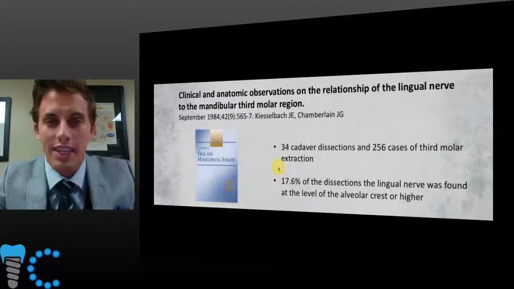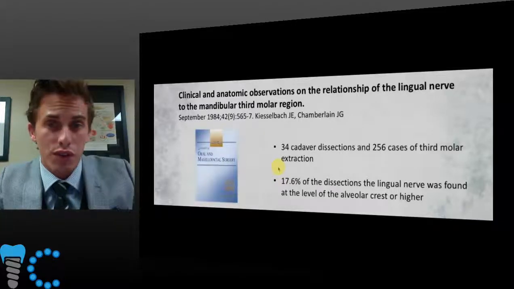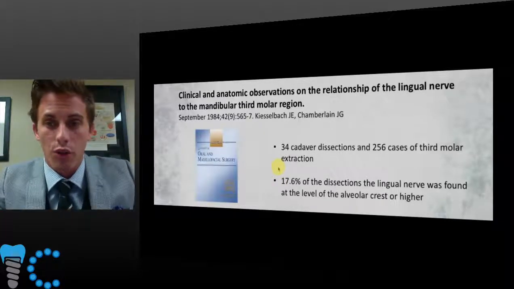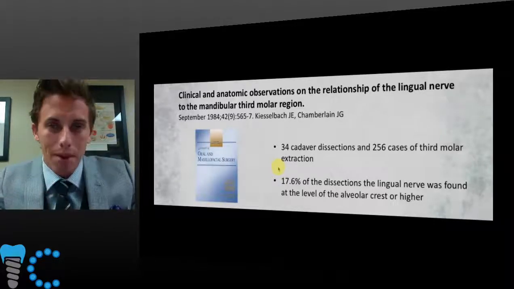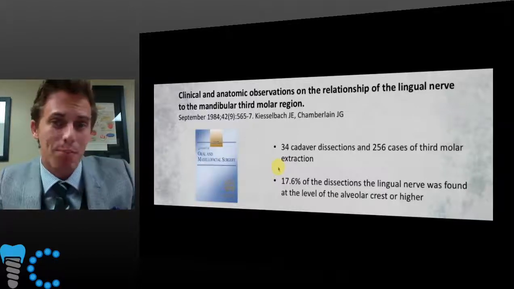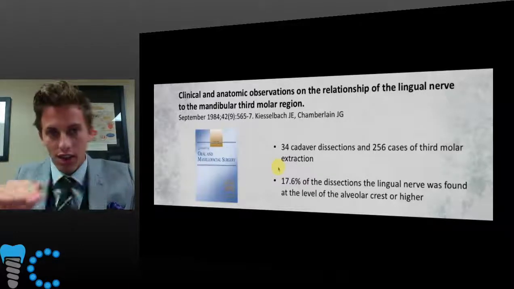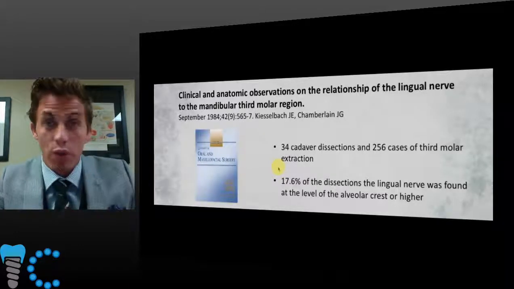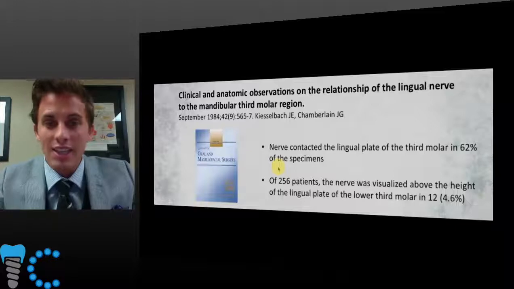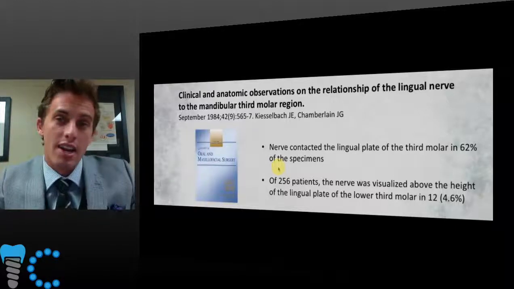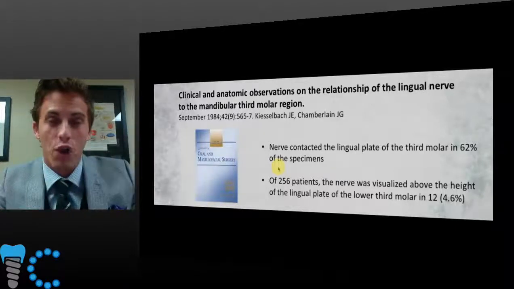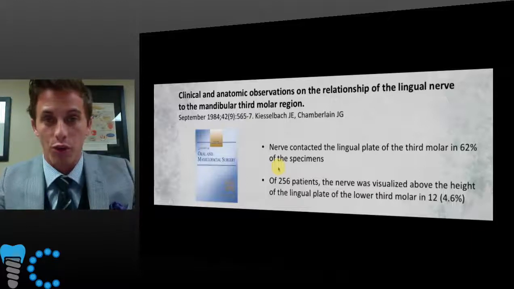What they did is they looked at 34 cadaver dissections in about 256 cases where third molars would be extracted. And this is what we need to pay attention to, because this is what's causing our nerve injuries: 18% of these dissections actually had the lingual nerve at the level of the crest of where we're doing our surgery. 62% actually had the lingual nerve contacting the lingual plate in the third molar region.